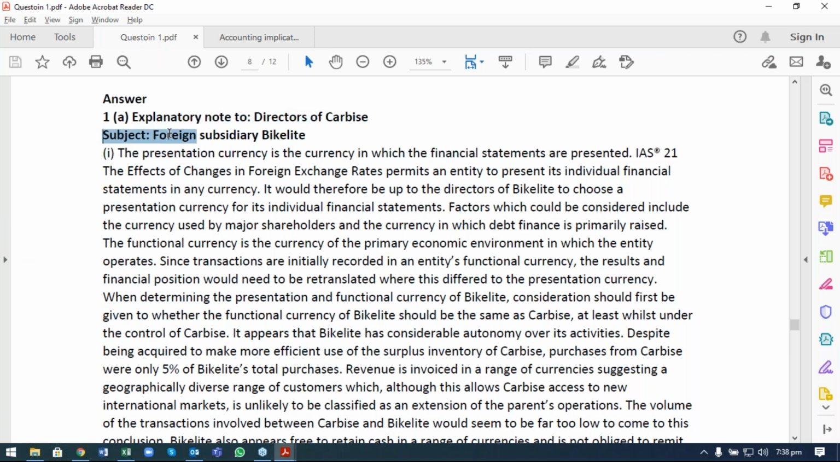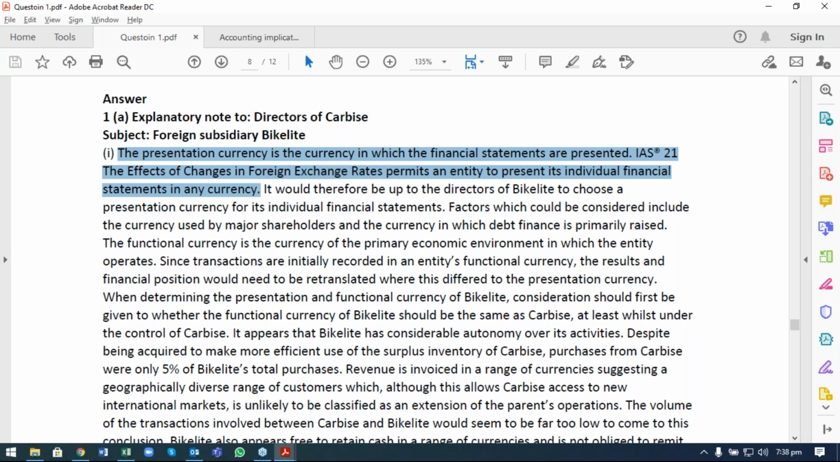You can see the format: subject, foreign subsidiary, Backlight. The first requirement is the presentation currency is the currency in which financial statements are presented. This is as provided by IAS 21, and presentation currency could be any currency the company decides to. IAS 21, the effects of changes in foreign exchange rates, permits an entity to present its individual financial statements in any currency. That's one of the most important requirements.